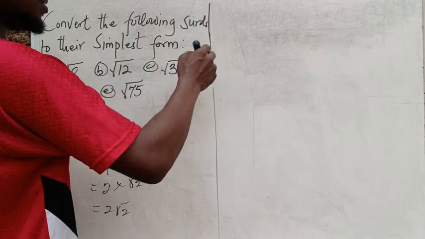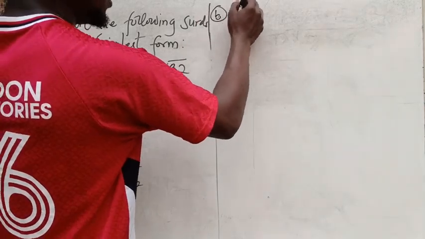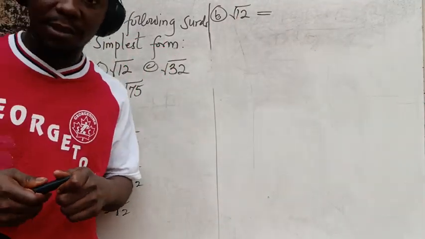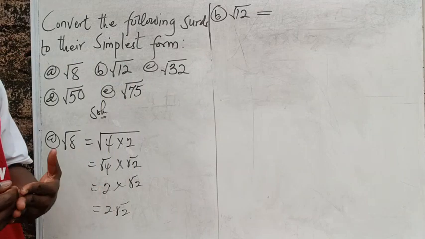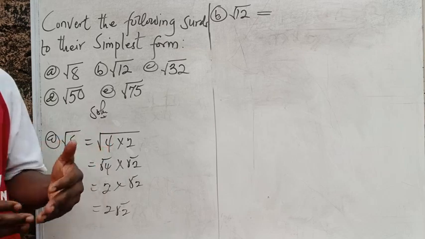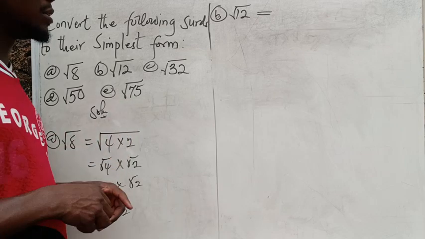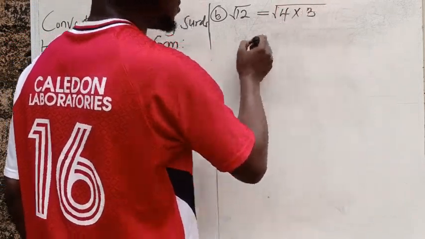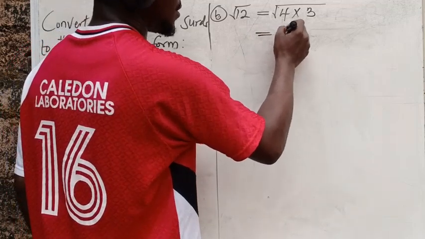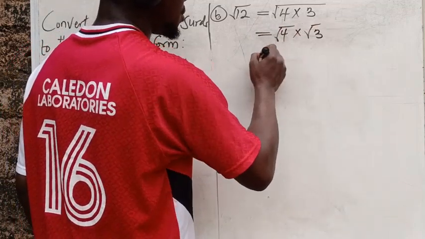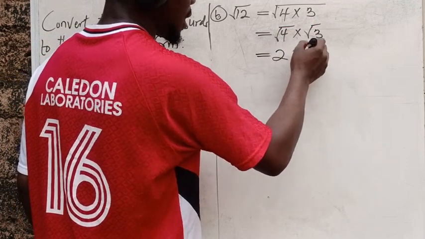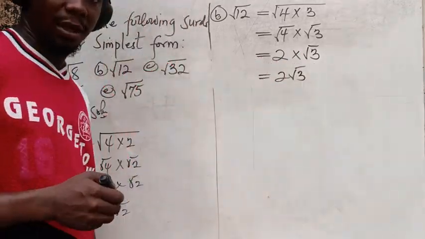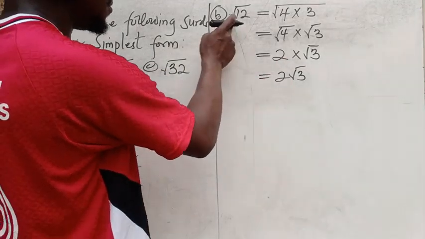All right, same thing goes with the second one. Here we'll have root 12. The only two numbers that will give us 12 when we multiply, whereby one of them is a perfect square, is 4 times 3. Although 6 times 2 gives 12, we can't use that because neither 6 nor 2 is a perfect square. So root 12 is going to give us root 4 multiplied by 3, which is the same thing as root 4 times root 3, which is 2 times root 3. So 2 times root 3 is going to give us 2 root 3. That becomes the simplest form of root 12.